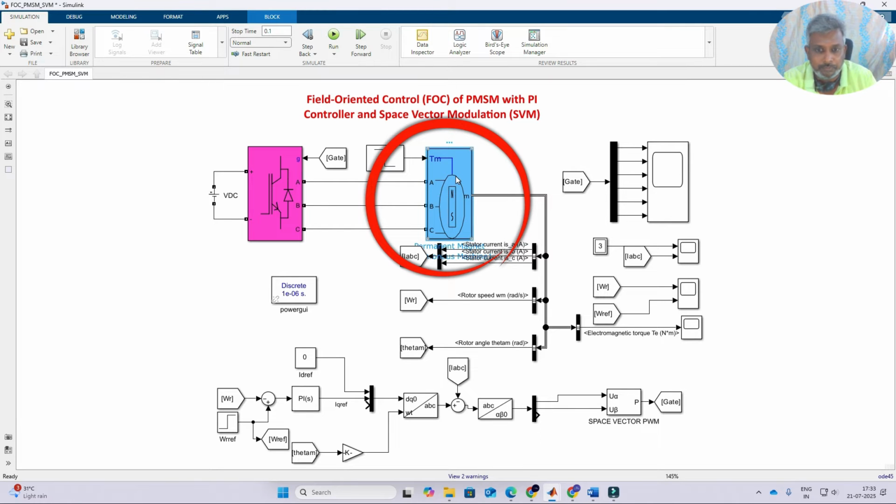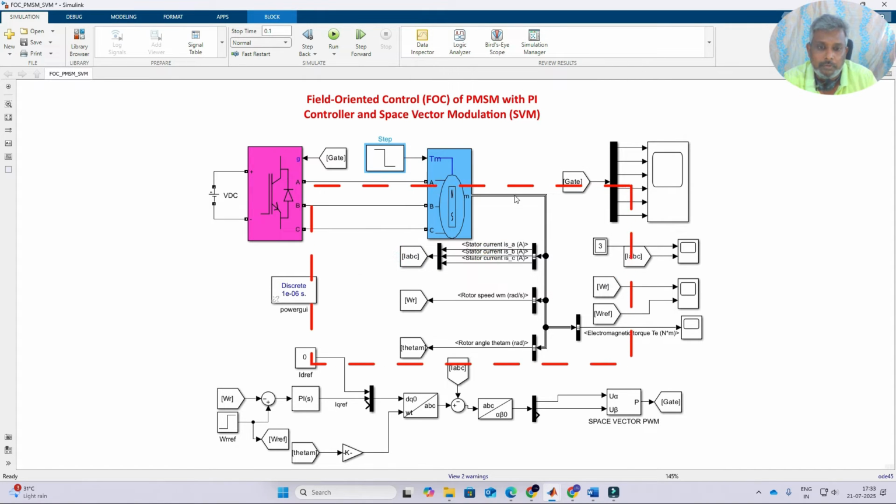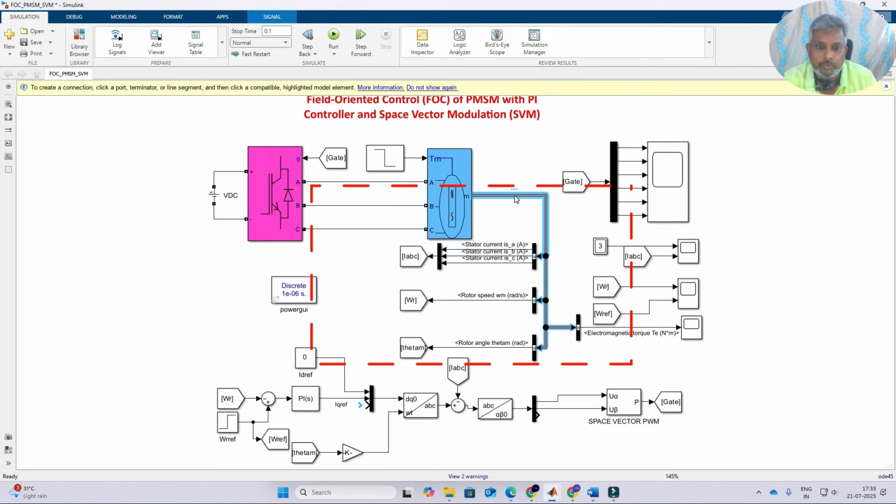So this is a PMSM, and the PMSM receives input. This is the torque input. The initial step time we are fixing at 0.05. The initial load torque will be 6 Newton meter and the final load torque is 3 Newton meter. Here we are measuring the PMSM quantities.